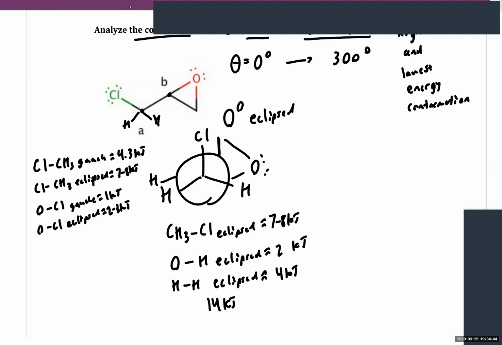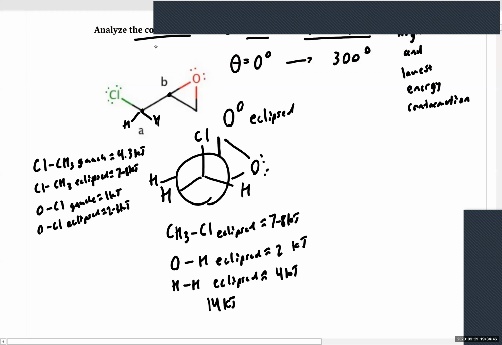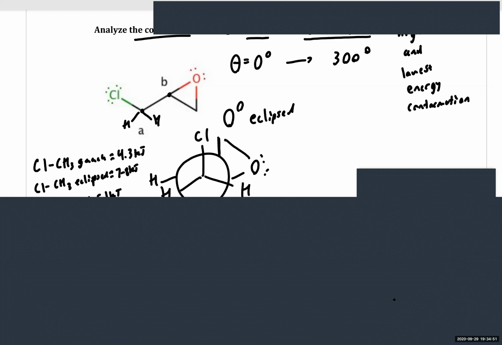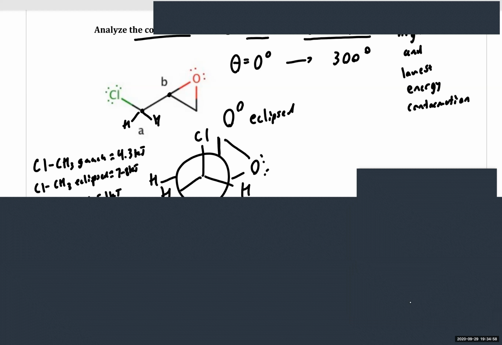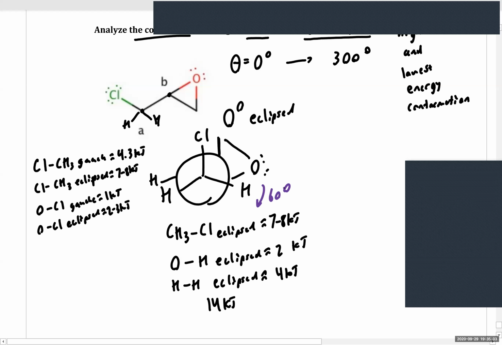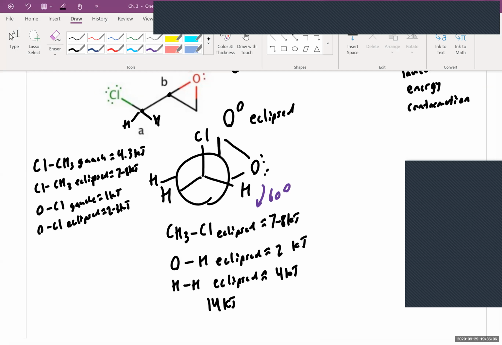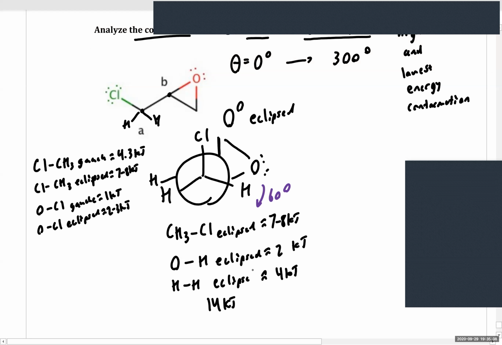Now if you want to approach this in a systematic way, you're going to rotate your back substituents by 60 degrees, and you'll draw the next Newman conformation after rotation. So let's look at the 60-degree dihedral angle structure.